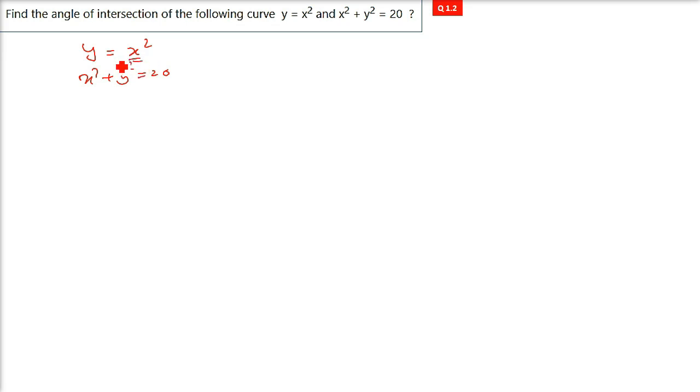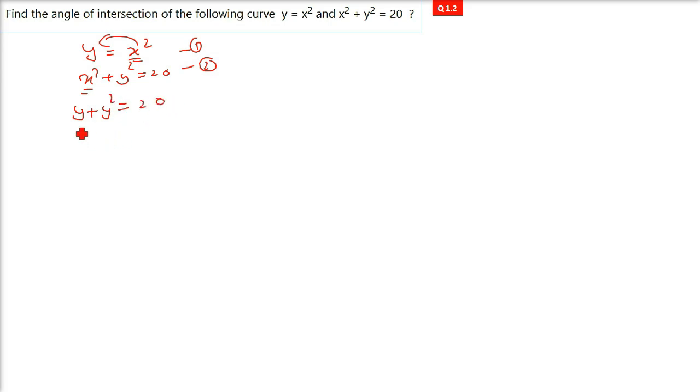y is equal to x square, you can call it x square equals y. So you can put x square as y in the second equation. It will be y plus y square equals 20. You will get a quadratic equation, and that will give you certain roots, and those roots will be y points, and corresponding x points can be computed.